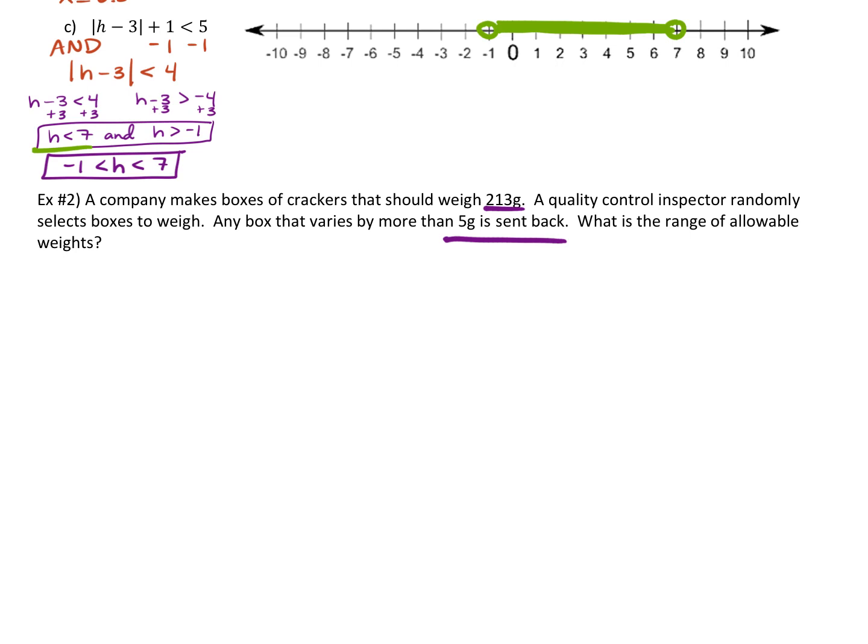So, I did that wrong. So if you are at 213 grams, okay, and you take away the difference in your weight, we want the absolute value of that, because if you take away a negative, it's gonna be a positive, right? We want absolute value. So if you set this up, we're gonna set this up as an inequality, because it says any box that varies by more than 5 grams. So if the difference of those numbers is what?